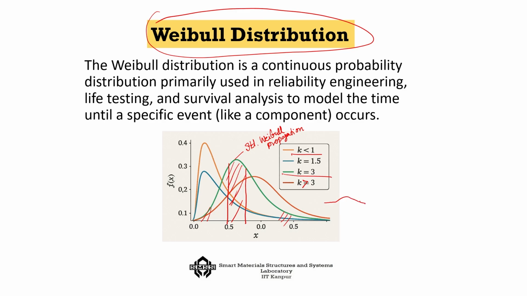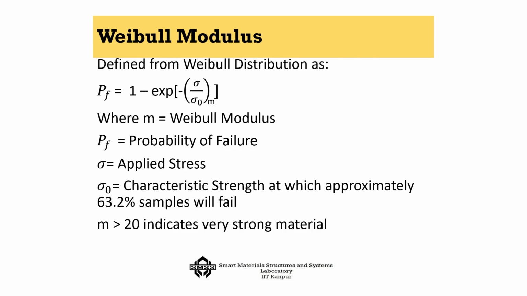Okay. So, the way we measure it is something which is called Weibull modulus, okay, and that is defined in terms of Pf, which is the probability of failure, and that equals 1 minus e to the power minus (sigma over sigma 0) to the power m. Okay. So, that is the way the Pf is defined. Okay. So, where m is the Weibull modulus.